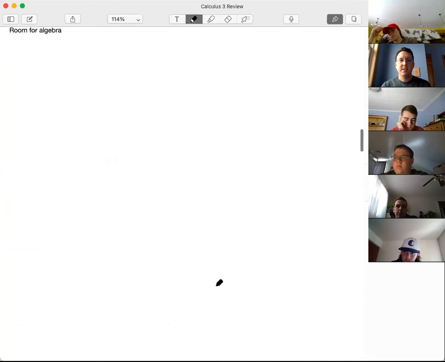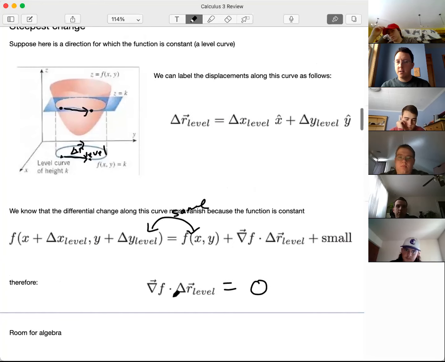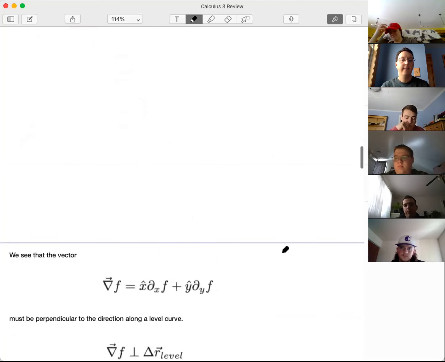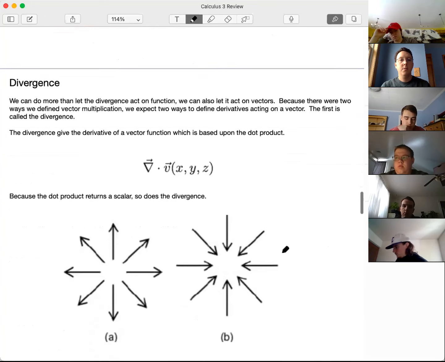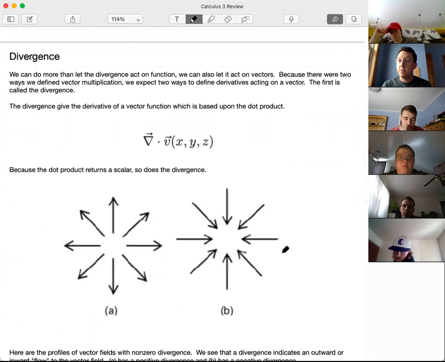Who remembers doing this stuff from Calc 3? The gradients were perpendicular to the level curves. Yeah, probably did it when you were doing Lagrange multipliers a little bit. Okay. Good. All right. What about a divergence? Did you guys talk about divergences in Calc 3? Okay.